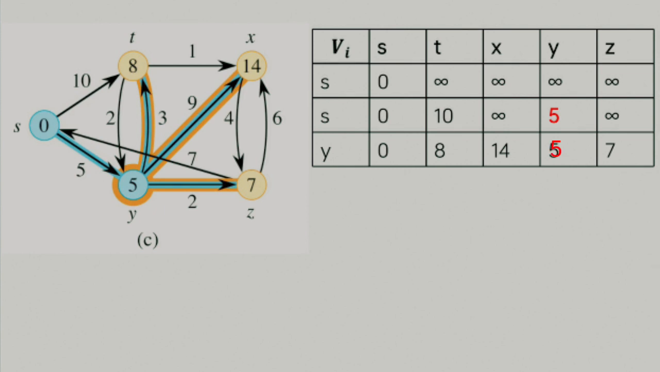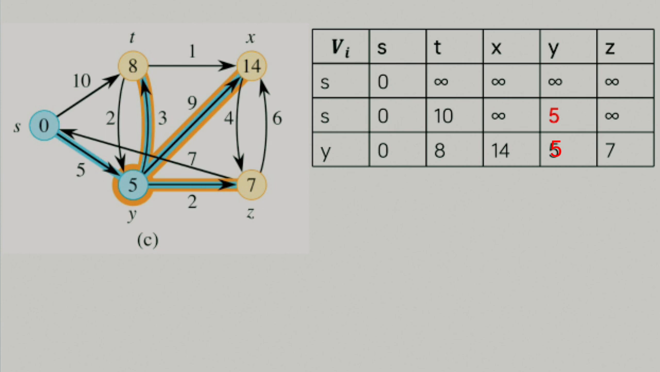Now calculate the distance of all the other vertices from the source through the vertex Y. So first let's consider the vertex T. The distance of vertex T from S through Y can be calculated as the sum of the weights of the edges SY and YT, that is 5 plus 3, which is equal to 8. We can see that this value is better than the previously calculated value, which is 10. Hence, we update the table as well as the graph.